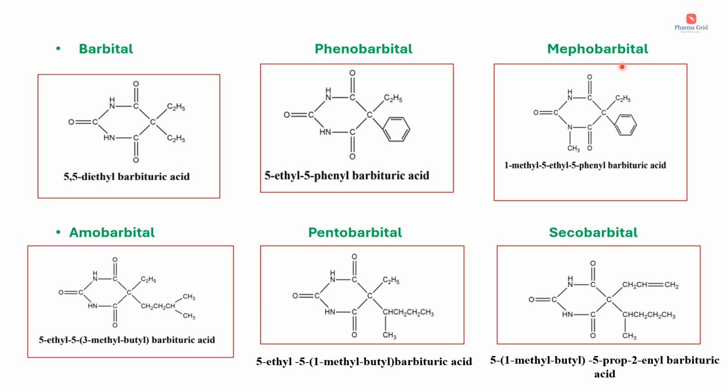Now mephobarbital. Mephobarbital is the same as phenobarbital, with the only difference being a methyl substitution in the first position. Remaining all others are the same. So mephobarbital is also known as 1-methyl 5-ethyl 5-phenyl barbituric acid.